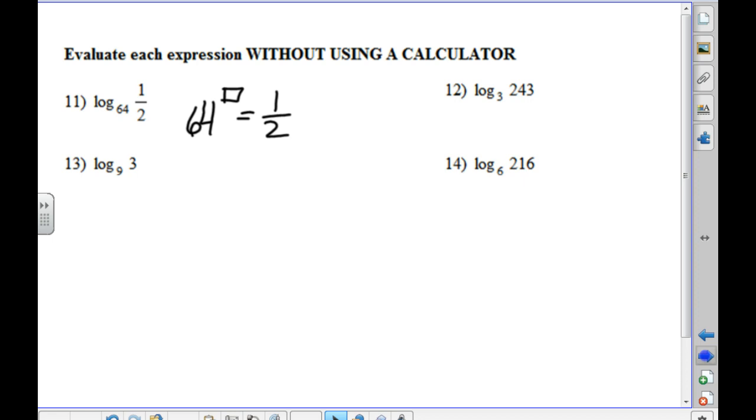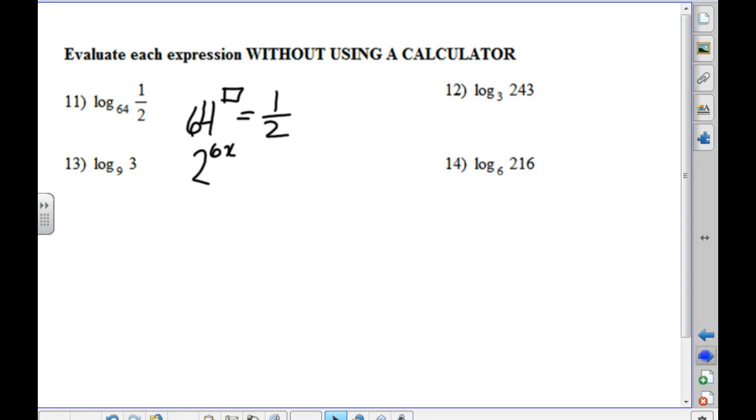What are those both powers of, guys? 2. This is number 11 on the front side of the worksheet. They're both powers of 2. We need to figure out what 64 is. 2 times 2 is 4, times 2 is 8, times 2 is 16, times 2 is 32, times 2 is 64, so we're up to 6. So this is 2 to the 6th.